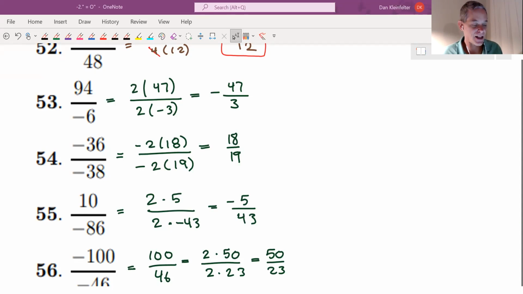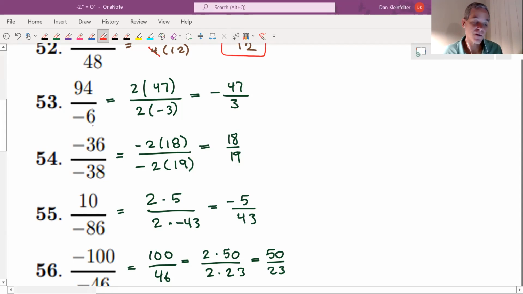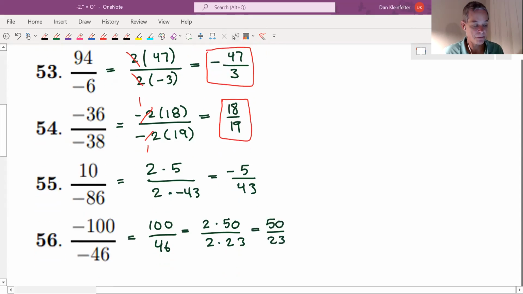Okay, let's go through these last 4. So here in 53, we have 94 over negative 6. There was a common factor of 2, by which once again, we can divide that out. That will leave us with negative 47 over 3. Okay, in the next one, there's a common factor of negative 2, which we divided out. In each case, we're dividing through, and that leaves a 1. And so 18 over 19 for our final answer to number 54.